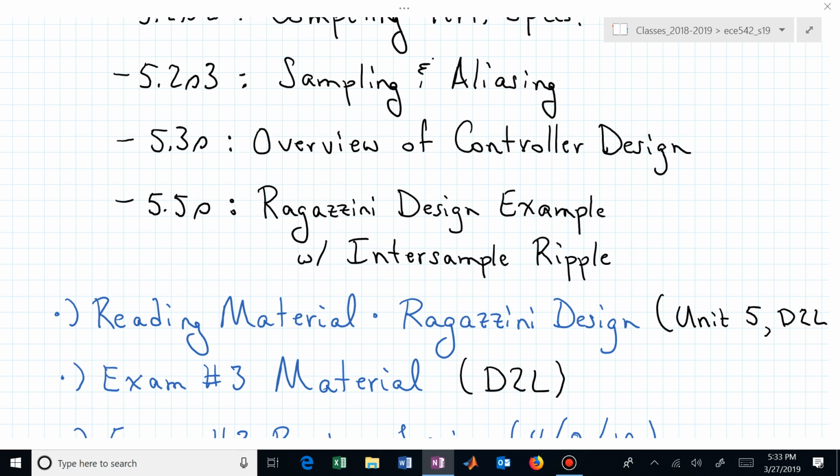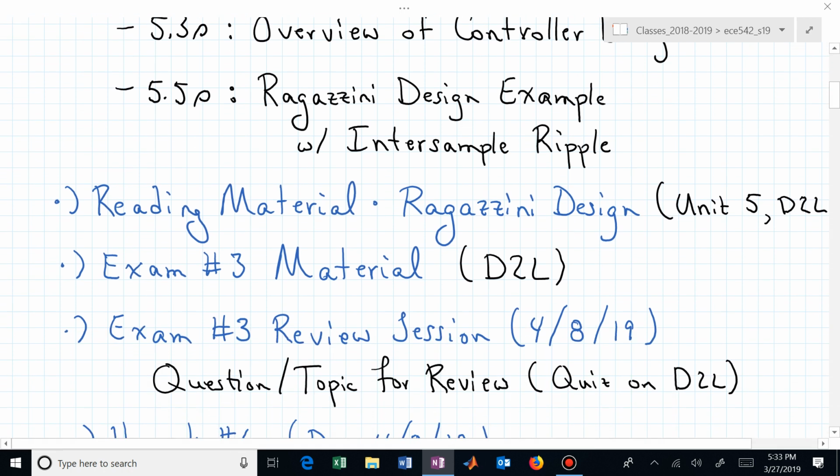And the Ragazzini design, it may not be the best design approach, but it does provide you with the background on some of these issues that you need to be concerned about. And in particular, we better not cancel unstable poles and zeros with our controller. And that's brought out in the Ragazzini design example.